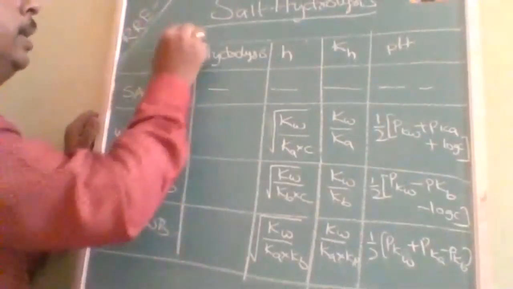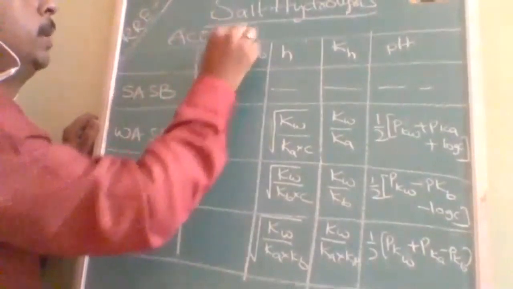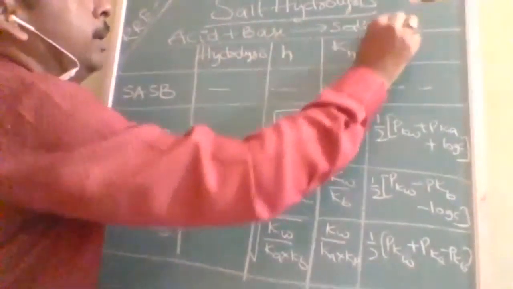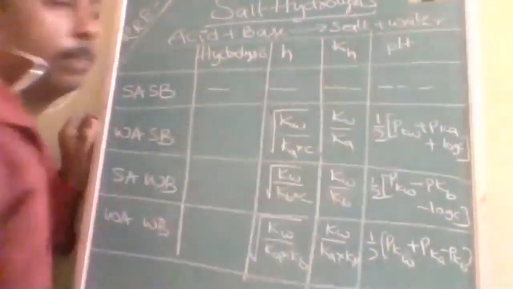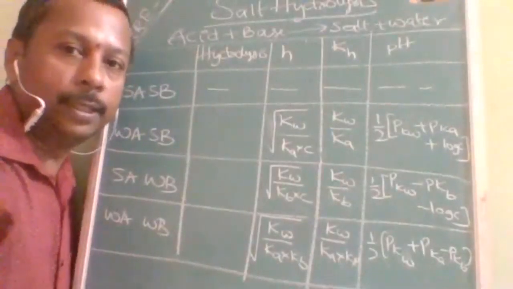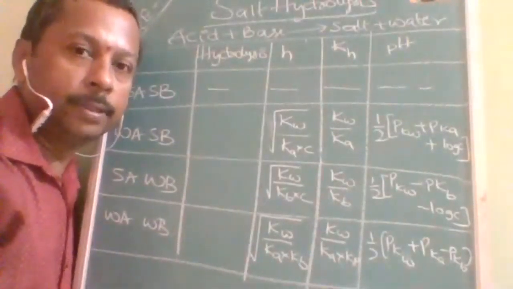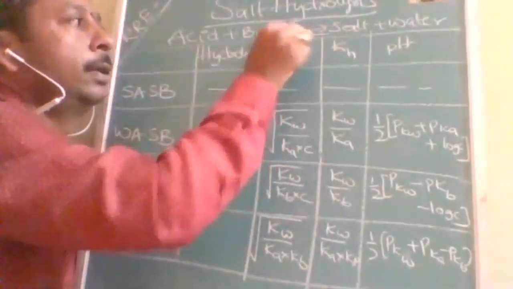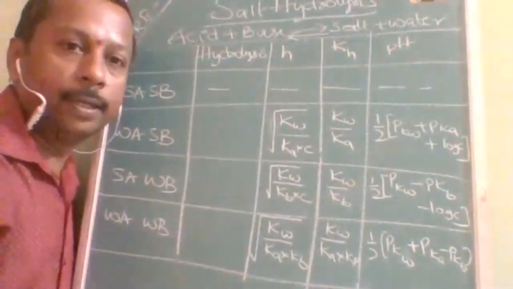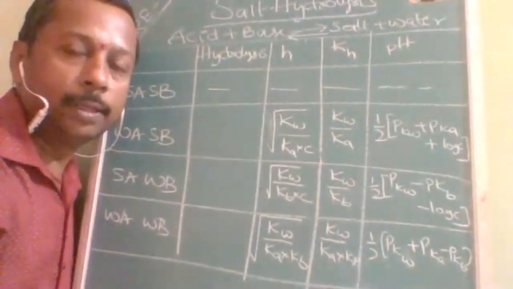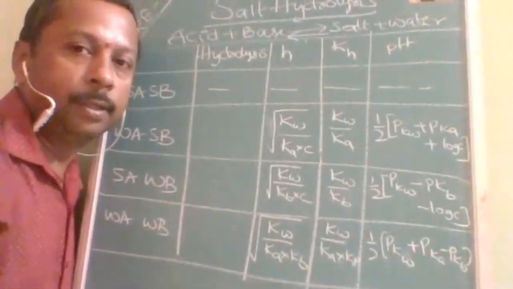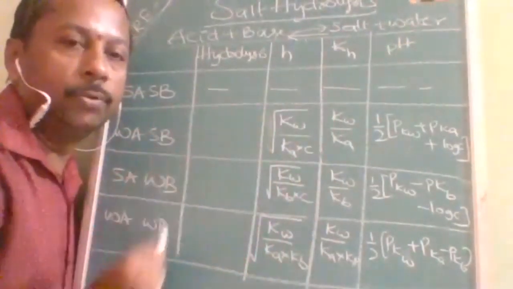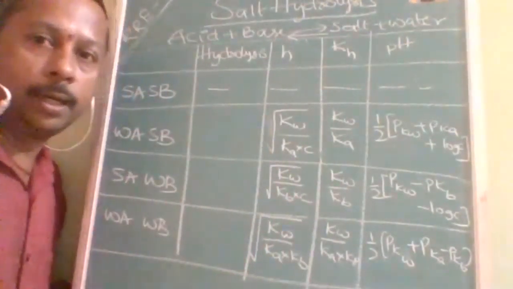So if I take acid plus base, what will it form? Salt plus water. This equation you have already seen, or not? Okay, you have seen. That means the same thing only we are studying, but instead of in this direction, we will study in this direction. Acid plus base gives salt plus water. Salt plus water will give you acid and base. So salt hydrolysis, hydrolysis means water. The reverse of neutralization is only called salt hydrolysis.